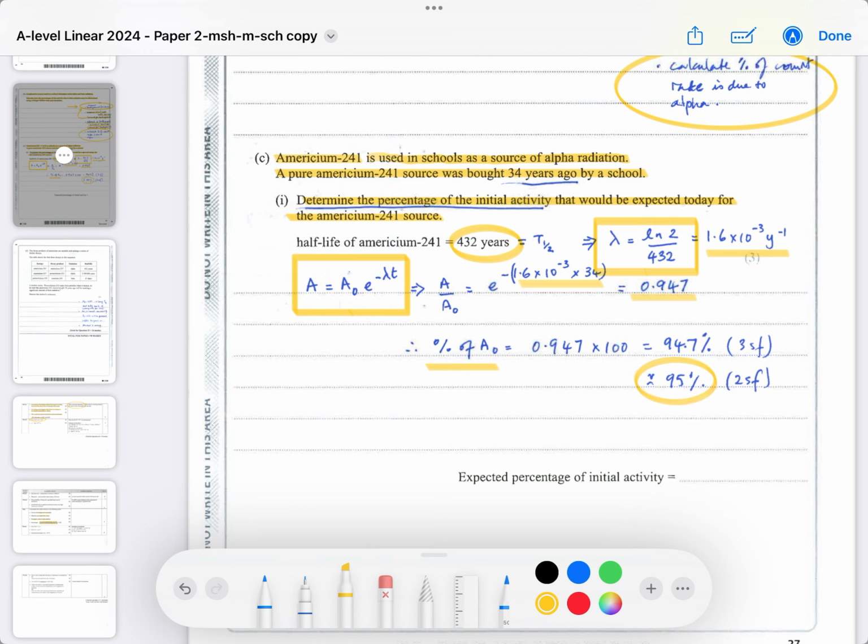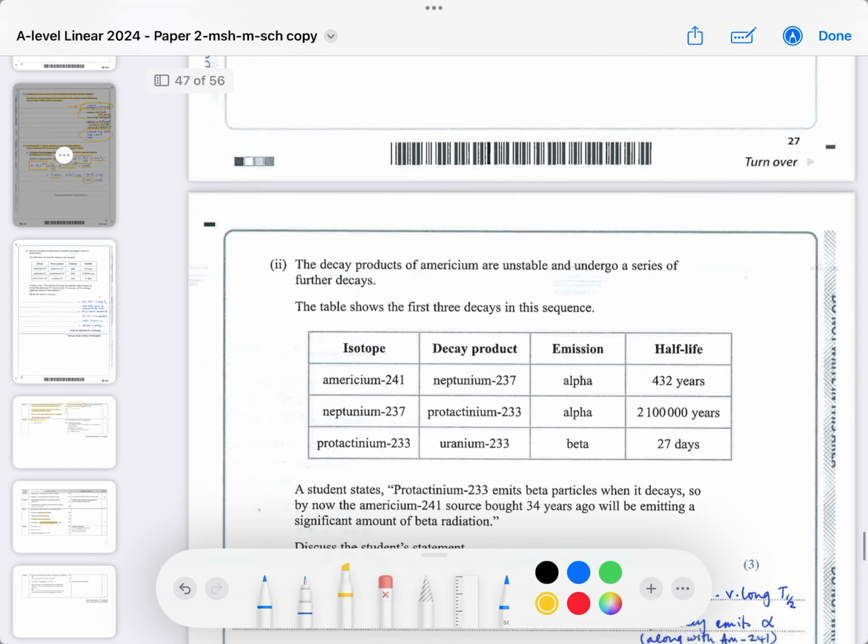Okay, so basically you just need to know how to use the e function on your calculator to get the answer. Okay, so that's why here is a fraction, and I've just multiplied by 100, and that's why I put A and A naught on the same side of the equation. Okay, you can have a look at the marks and see how they give the marks.